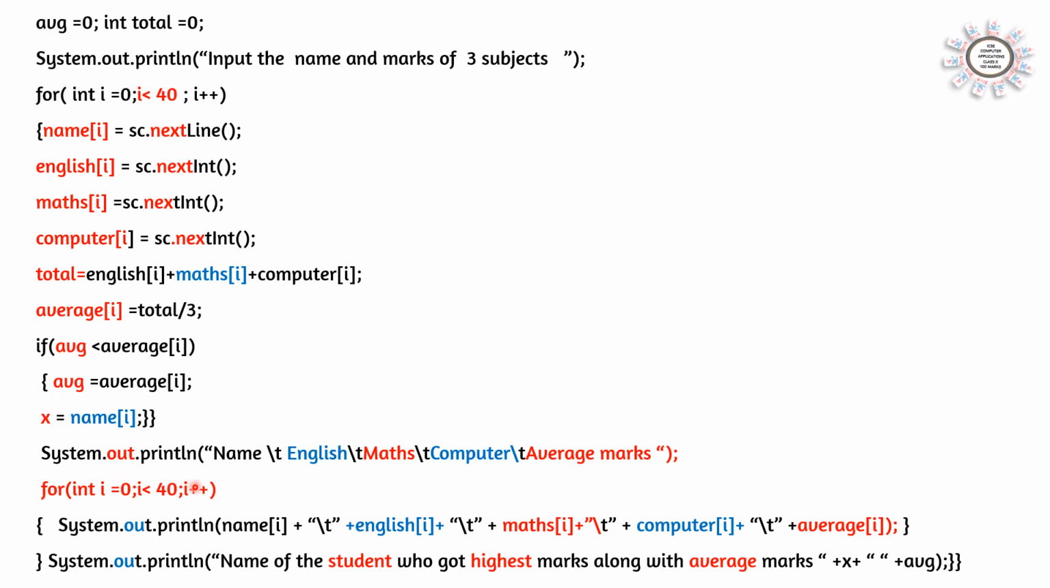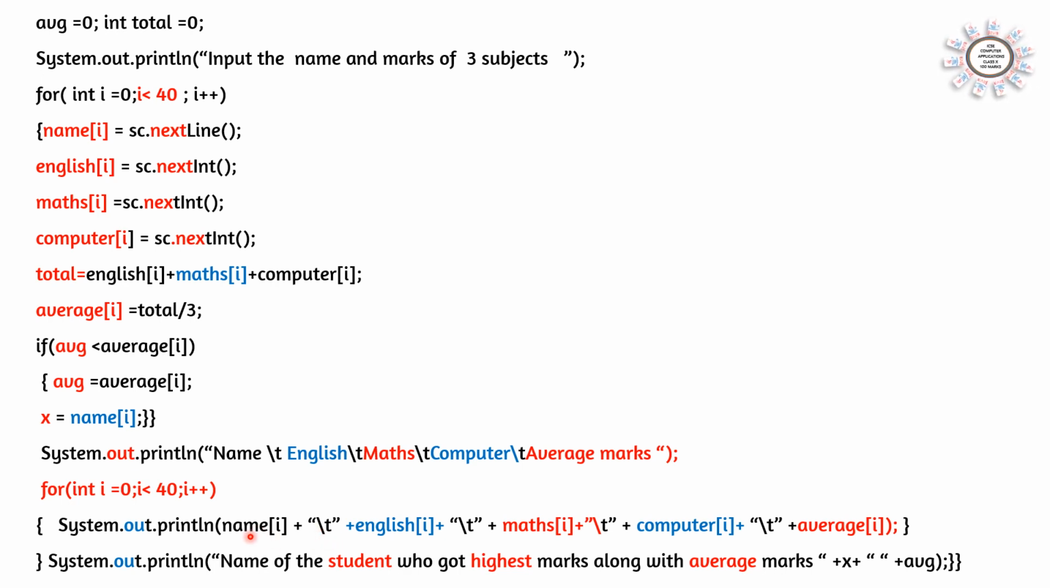And now for the printing purpose, System.out.println name \t, means space will come in between. English \t, again space, maths \t space, computer \t, escape sequence so that space will come, and average marks. So here the heading is printed, and then start the loop. i = 0; i < 40; i++, and System.out.println name[i] plus \t in double quotes. It should be in double quotes.